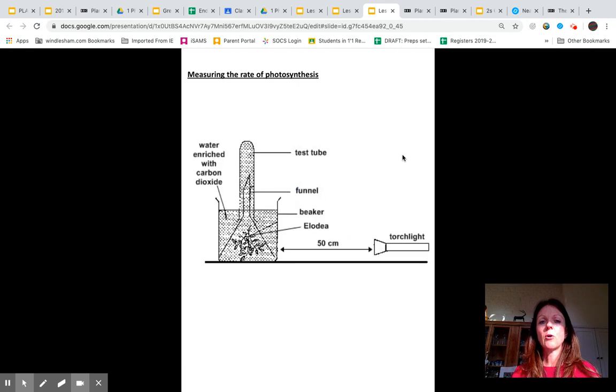Now, a slightly more complex set of apparatus here, where you have a funnel over the top of the pondweed, and you have this inverted test tube. That's a test tube upside down, and it's full of the pond water. And as the pondweed bubbles in the presence of the torchlight here, it produces the oxygen, and the oxygen can actually be collected in the test tube here, because as the oxygen rises up, it will push the pond water down and out of the test tube and into the bottom. So you end up with pond water collected here. This process of collecting gases is called downwards displacement of water.